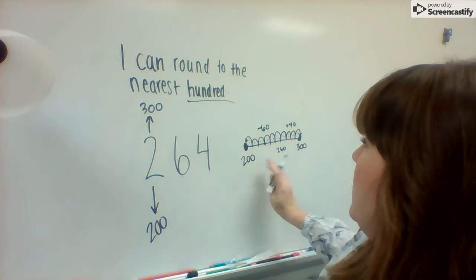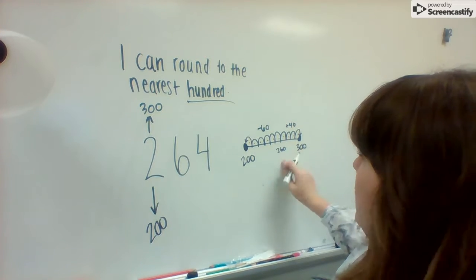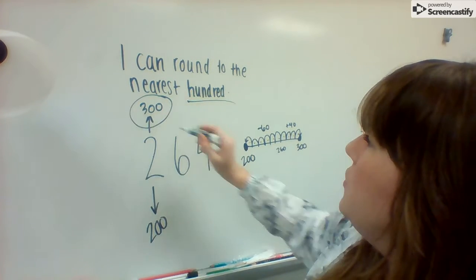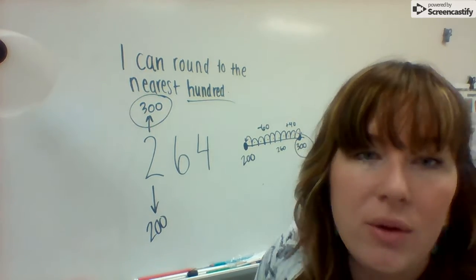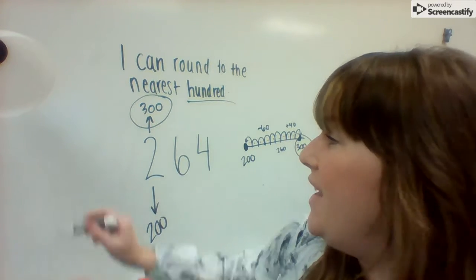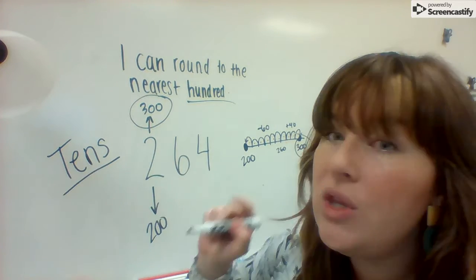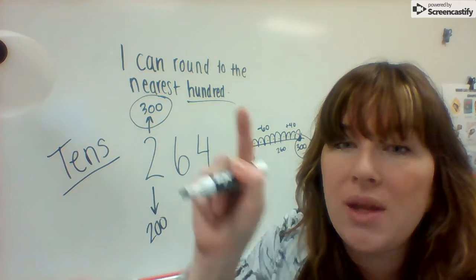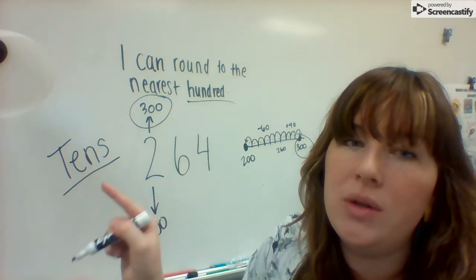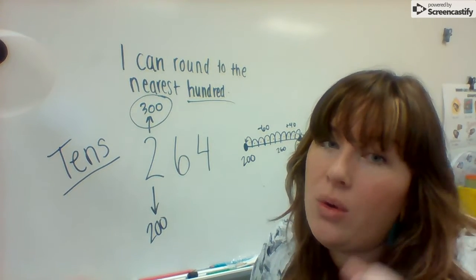So I have to figure out, was it closer to go back by 60 or up by 40? And it was closer to go up by 40. So 300 is going to be my closest 100. Your code word for this video is tens. Because when you round to the hundreds place, you're going to count backwards or count forwards by tens, because that's really going to help you know, am I going up to the next 100 or going down?